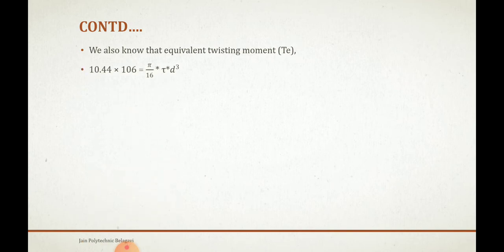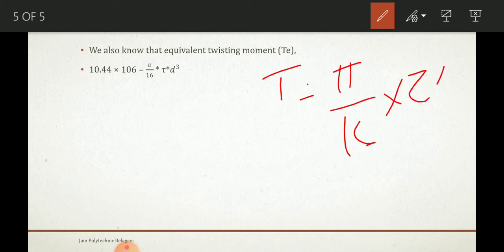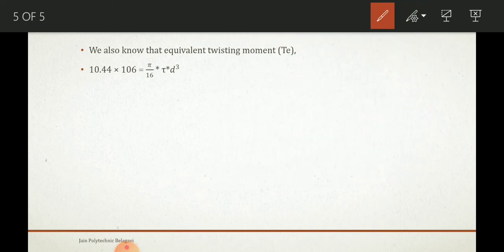Now next, what we have to find out? I have to find out the value of the diameter. So use the formula T equal to pi by 16 into tau into d cube. This is the formula we have to use to calculate the diameter, and here you have to take T equivalent, which we already calculated. Now tau, that is shear stress, we already know. So d we have to calculate in this problem. So substitute all the values.